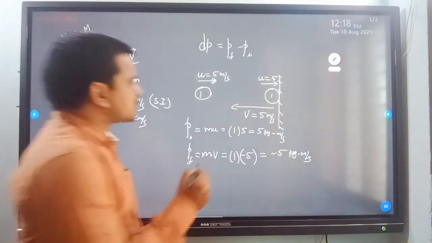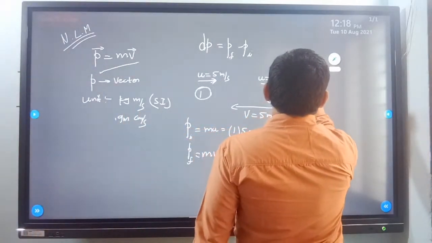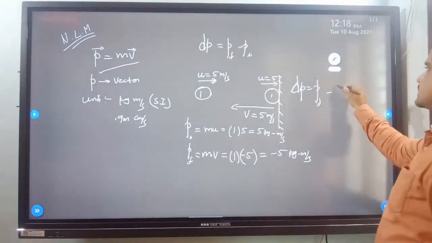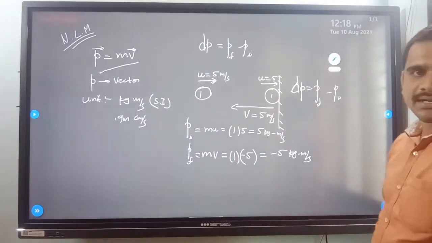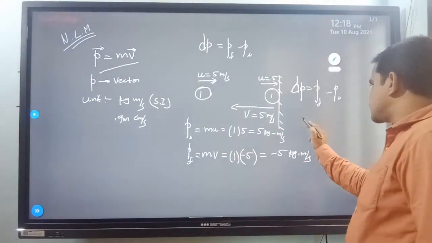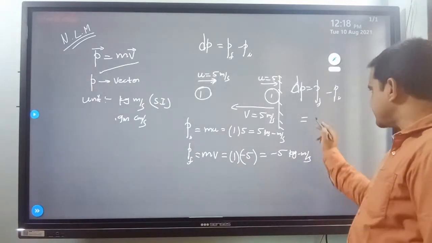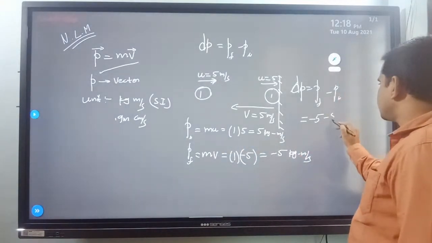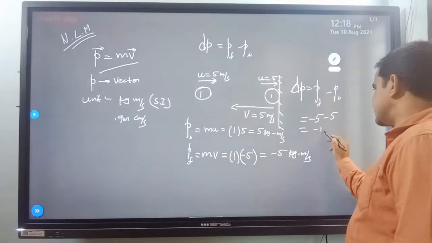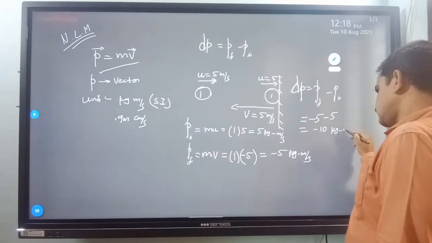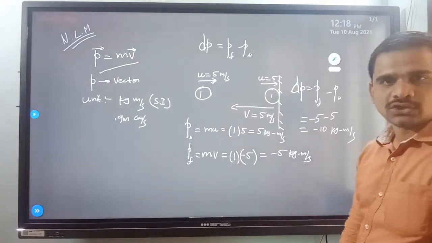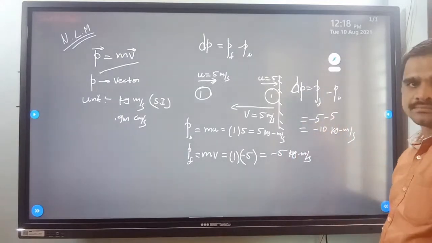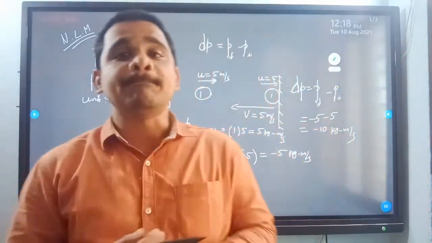Now my task is to find the change in momentum. Change in momentum is final momentum minus initial momentum. The final momentum is minus 5, minus the initial momentum, which is 5. So how much do you get here? Minus 10 is the answer. The change in linear momentum is minus 10.